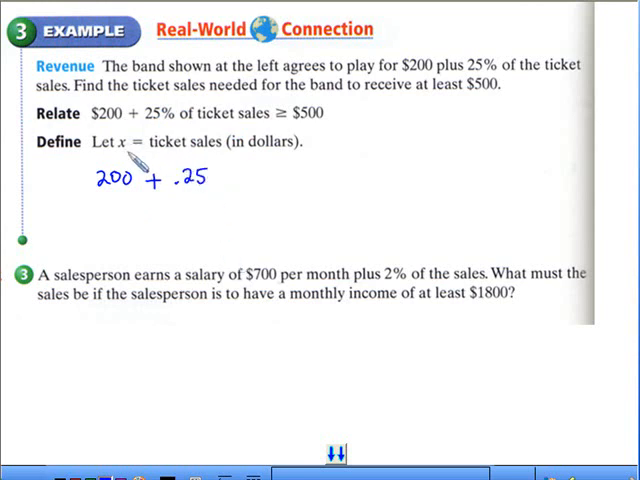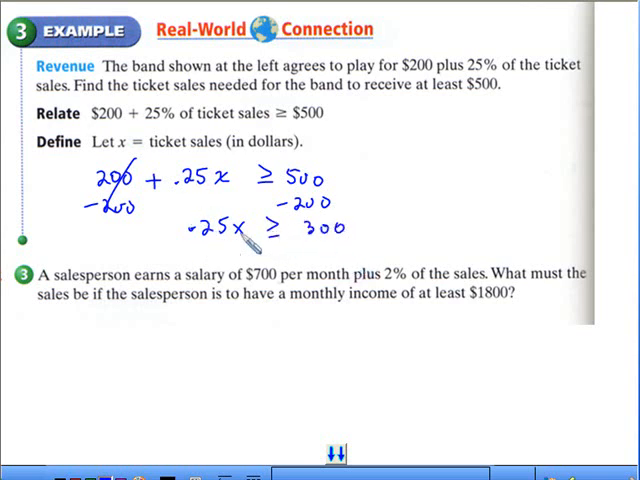And x represents the ticket sales in terms of dollars. So 0.25x, and the band wants to make what? At least $500. So at least means they have to make greater than or equal to 500. So minus 200 on both sides. So we'll get 0.25x is going to be greater than or equal to 300.